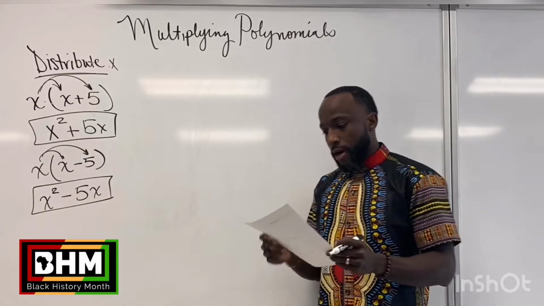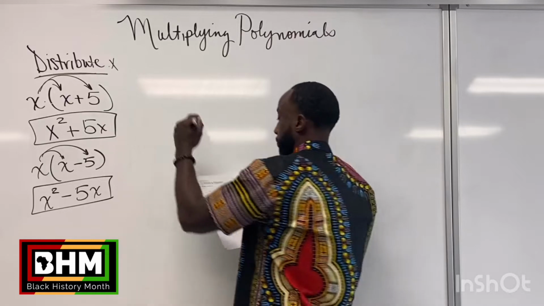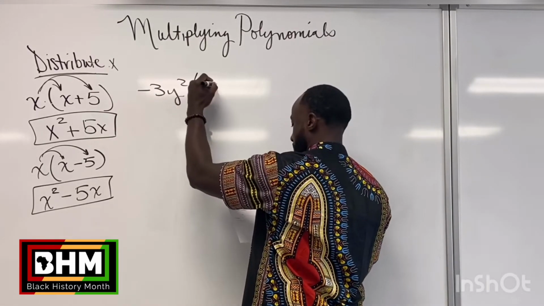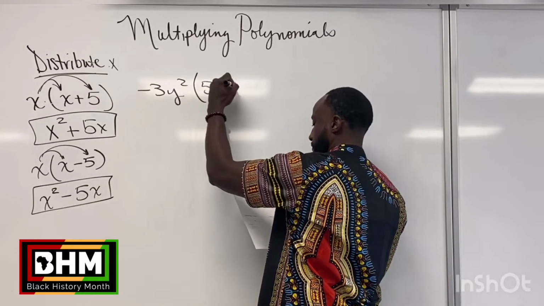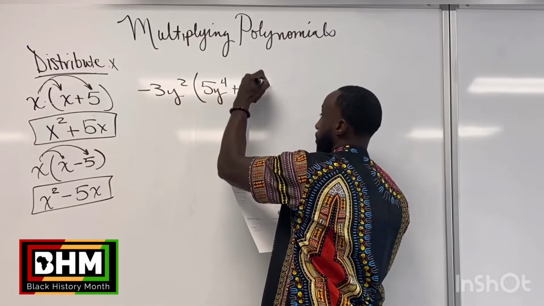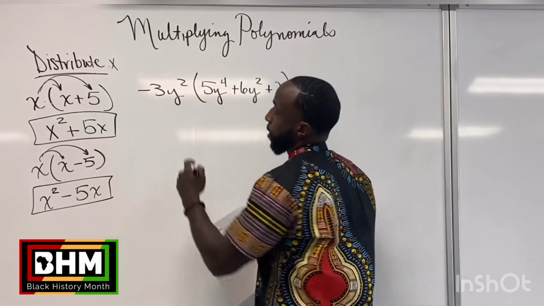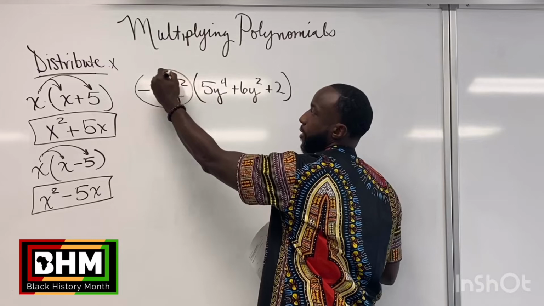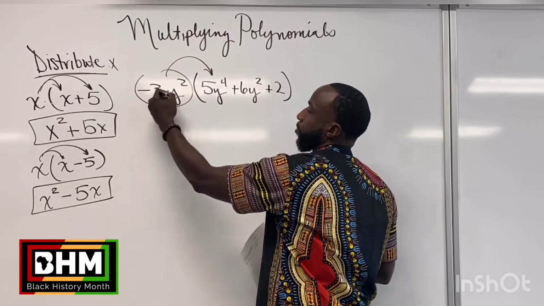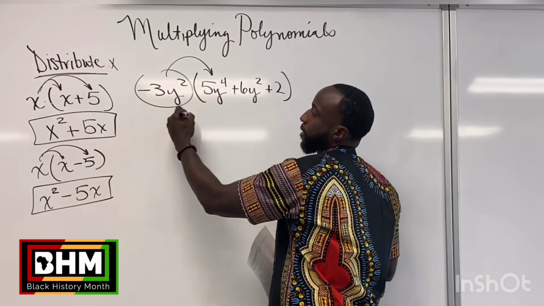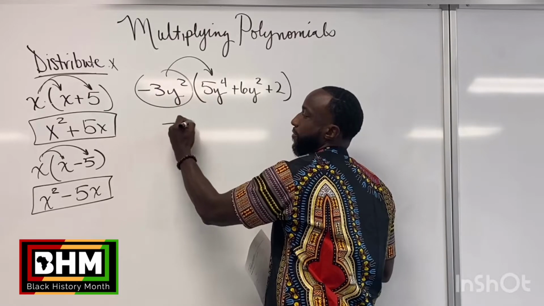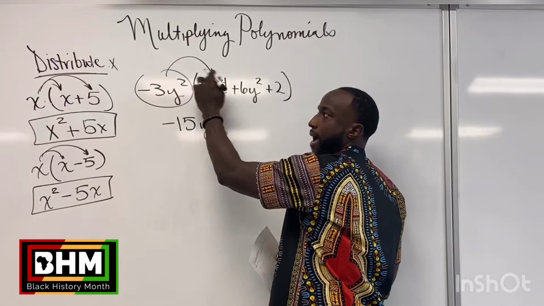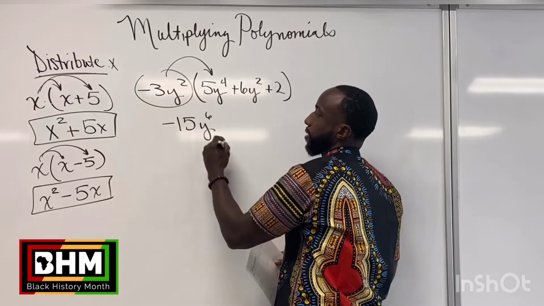Now, let's look at a harder one: negative 3y squared times the quantity 5y to the 4th plus 6y squared plus 2. Again, distribute. There's no plus sign out here, so everybody gets negative 3y squared. You draw the arrow. Negative 3y squared times 5y to the 4th: negative 3 times 5 is negative 15, and y to the second times y to the 4th, you add those exponents, so it'll be y to the 6th.